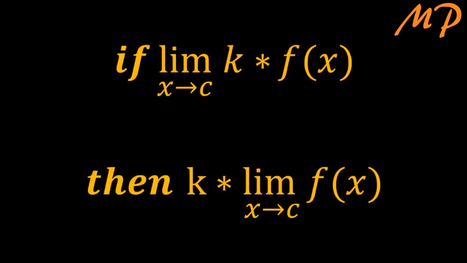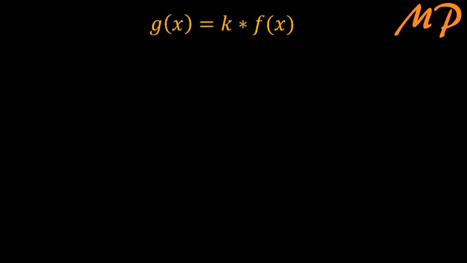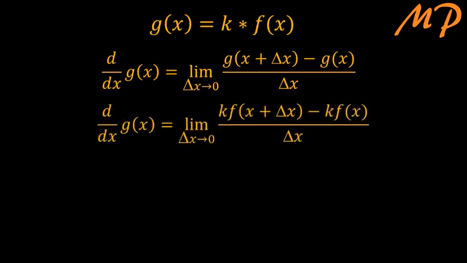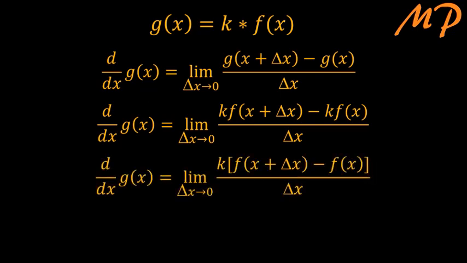We know from the properties of limits that if a function is multiplied by a constant, then when using limits, the constant can be taken out. Suppose g of x is equal to k times f of x. Since the derivative of g of x is instantaneous change in y upon instantaneous change in x while limiting delta x to 0, and since g of x is k times f of x, we can substitute f of x inside the equation. We can also take the common factor out.